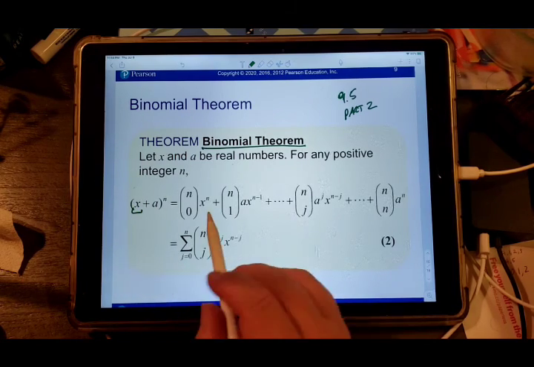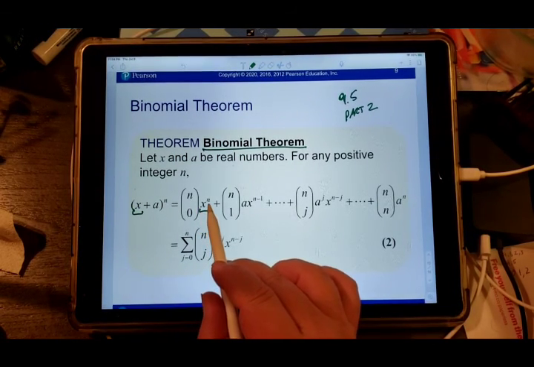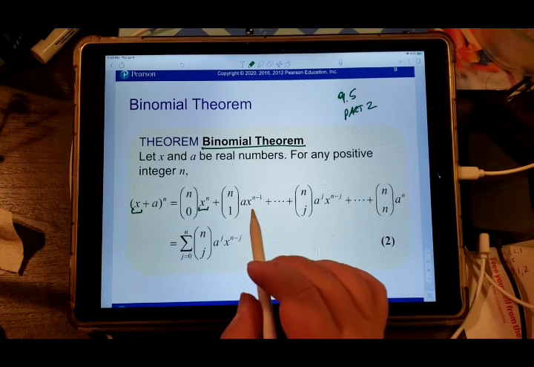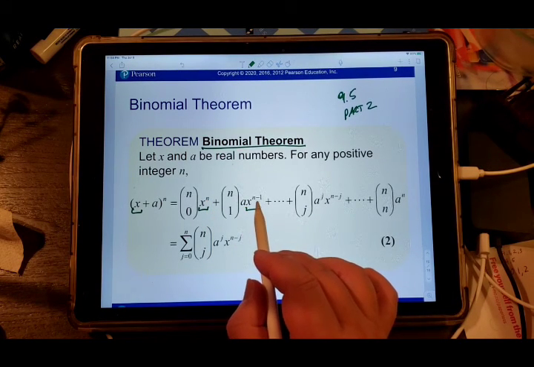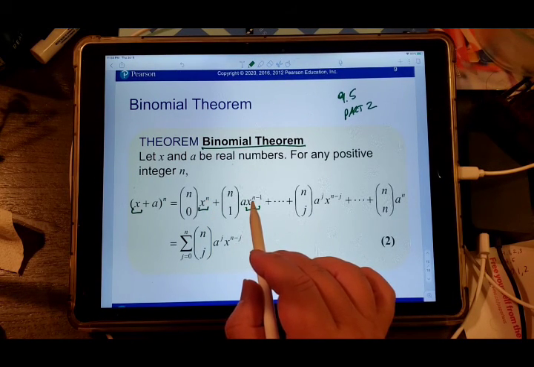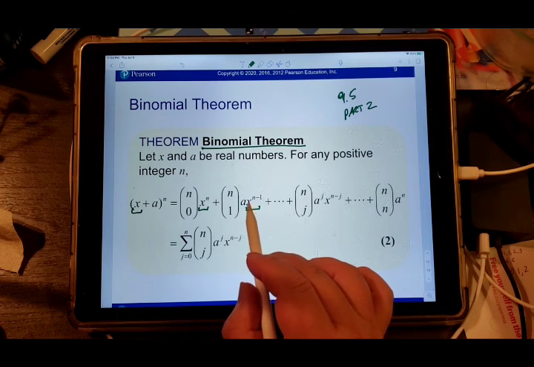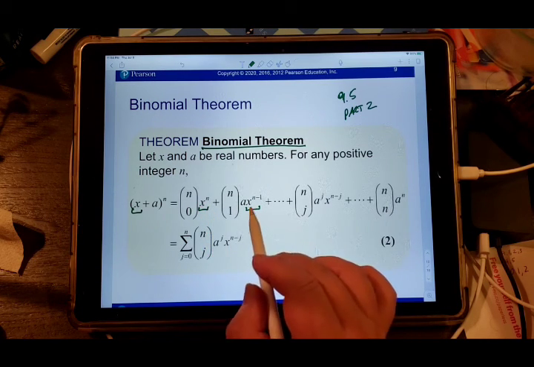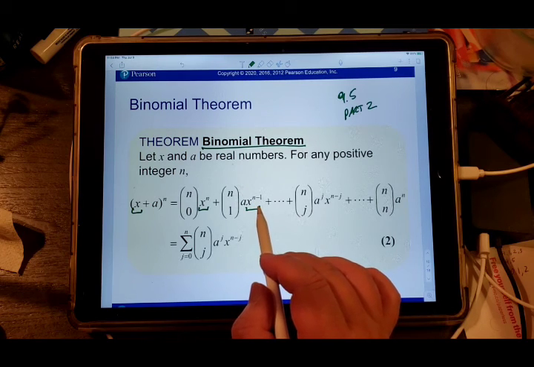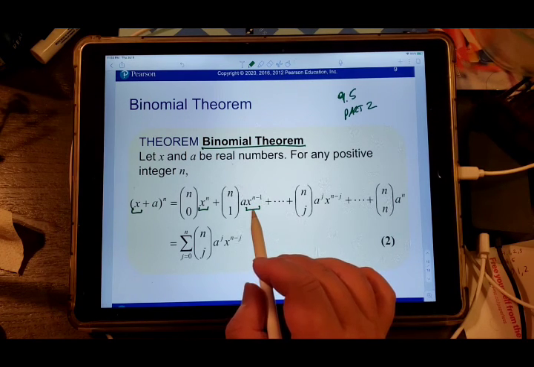the x term starts at n, whatever it is, and then it decreases. It goes down by 1. So if it was 5, x to the 5, x to the 4, then 3, then 2, then 1. So it keeps on going down.